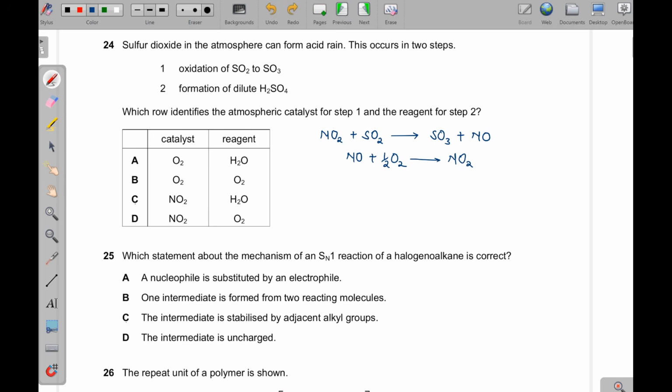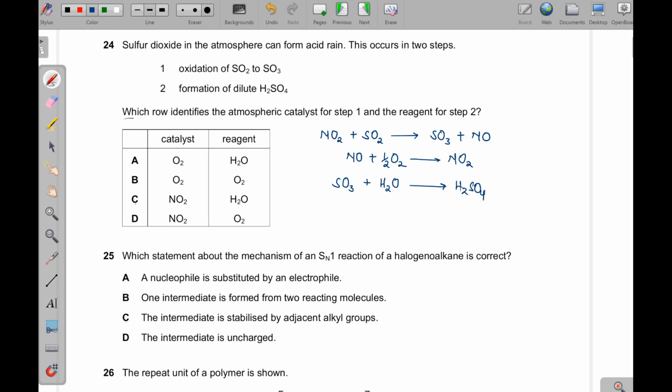You see that? And then next, the formation of sulfuric acid: you get that sulfur trioxide, then we add a molecule of water, then you get the sulfuric acid.